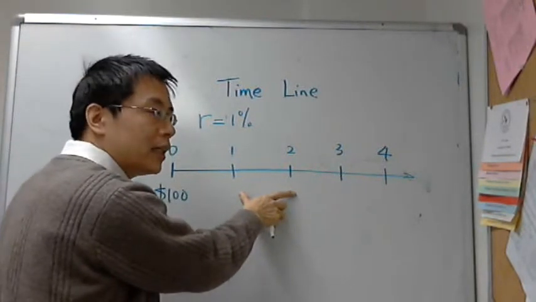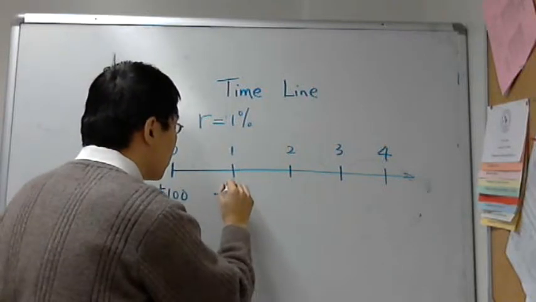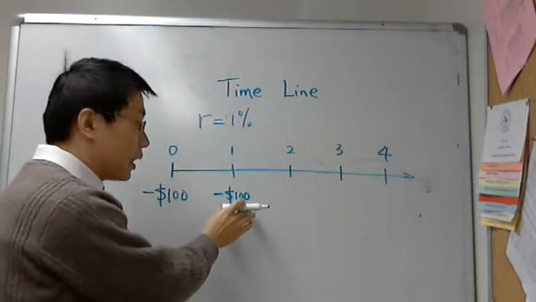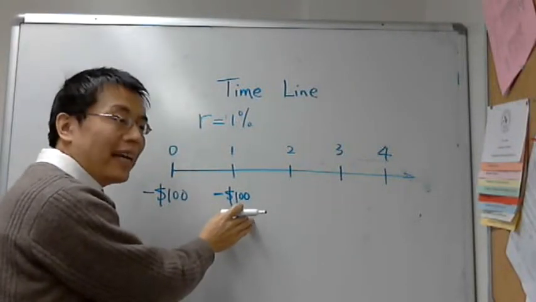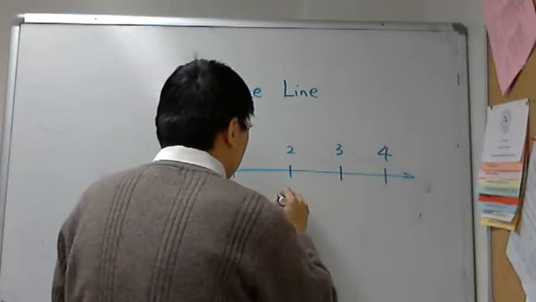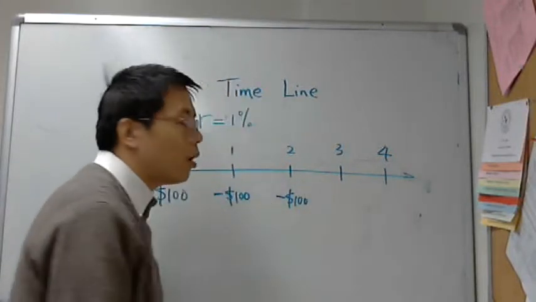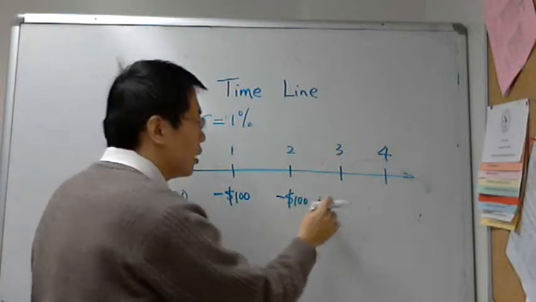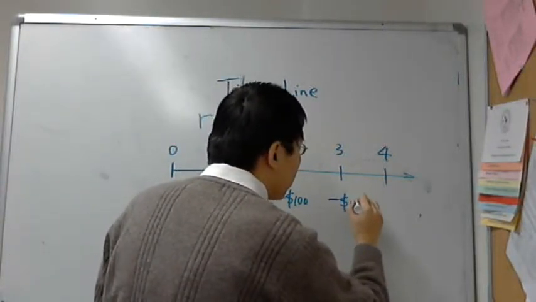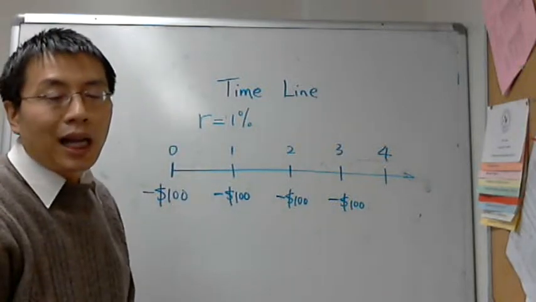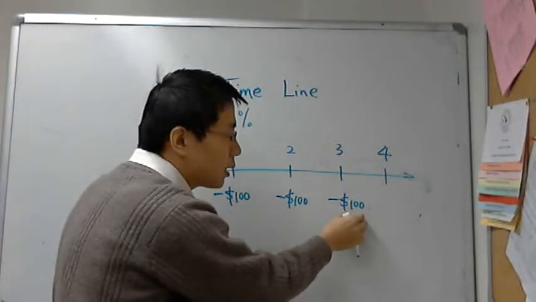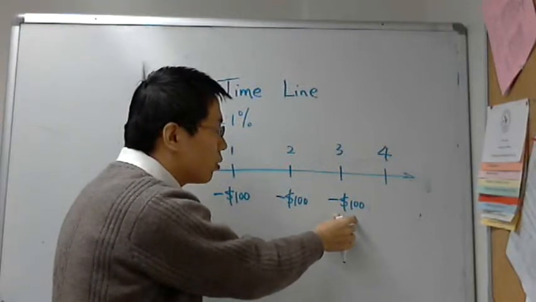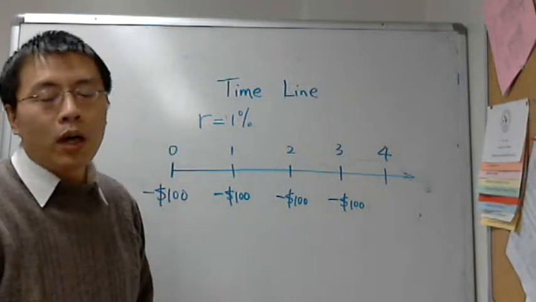At the beginning of the second quarter, this investor is going to make another $100 deposit. So again, it's a cash outflow. So that's a negative $100. This is the third deposit. Again, it's a cash outflow, negative $100. And at the beginning of the last quarter, there is another deposit, another cash outflow, so it's a negative $100.